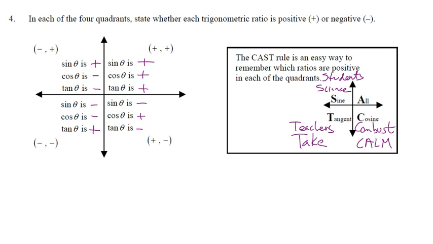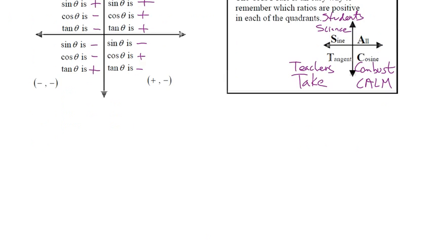I learned it as CAST, right? The only problem with CAST is it starts down in quadrant 4 and works that way. You know, CAST makes a word and ASTC doesn't.